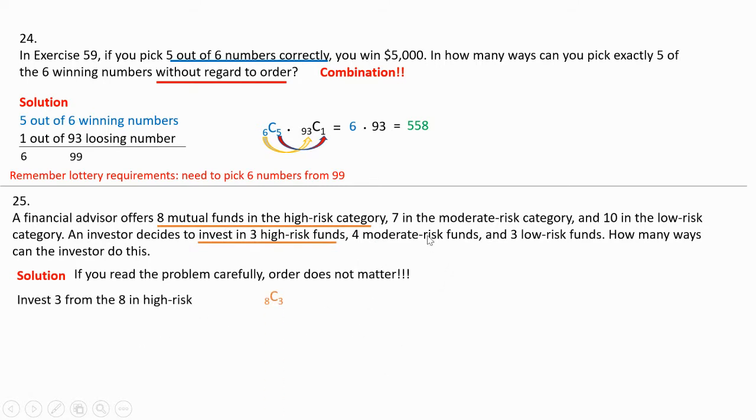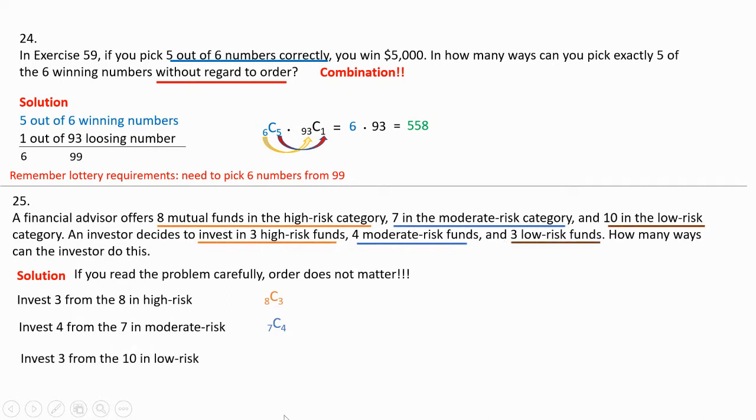Then from the moderate risk, there's 7, right? And you're going to choose 4. So it's going to be 7 combination 4. And finally, there's 10 low risk, right? And you're going to invest in 3. So it's going to be 10 combination 3. So 8 combination 3 will give you 56. 7 combination 4 will give you what? 35. And 10 combination 3 will give you 120.